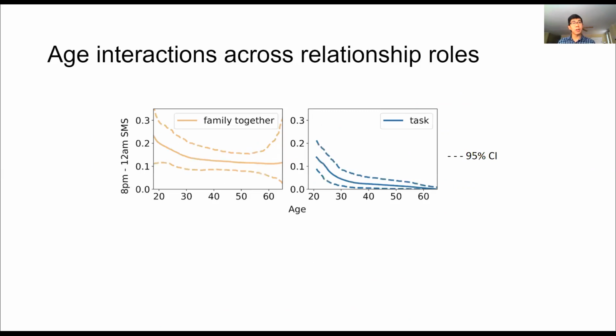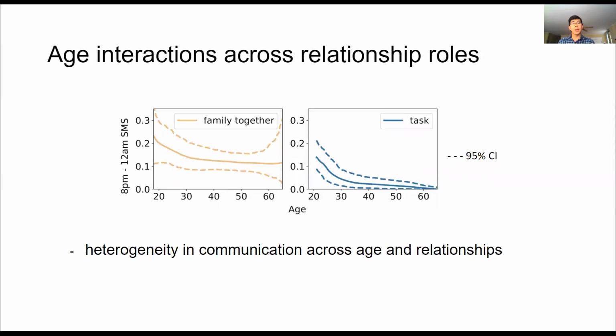So what we have pictured here is late-night texting frequency on the y-axis, participant age on the x-axis. Though the overall trend is that older individuals text less frequently at night, as you would expect, this trend varies depending on the type of contact. We see on the left-hand plot that texts to family members are actually relatively stable within our sample beyond the age of 30, whereas texts to task-related contacts on the right fall off quite severely.